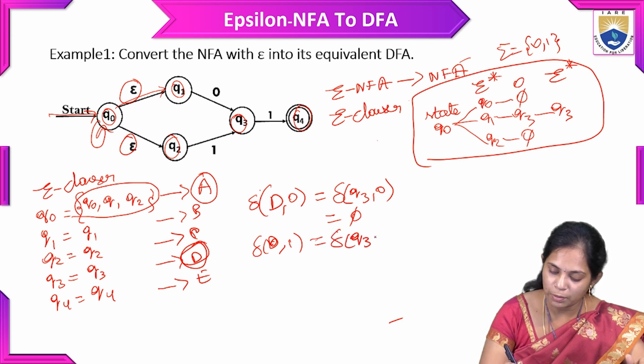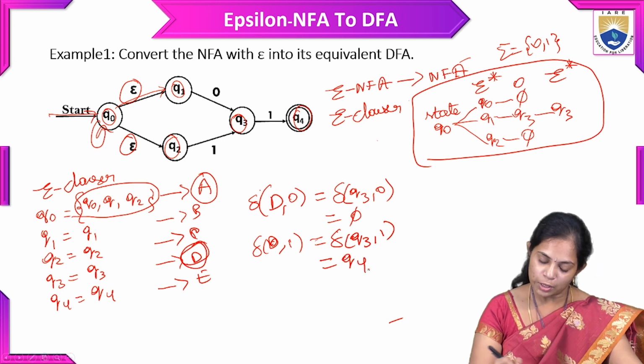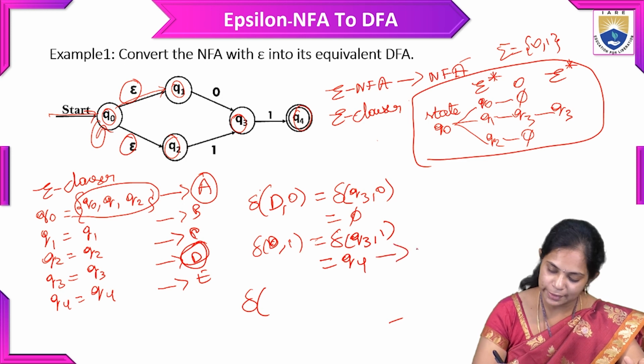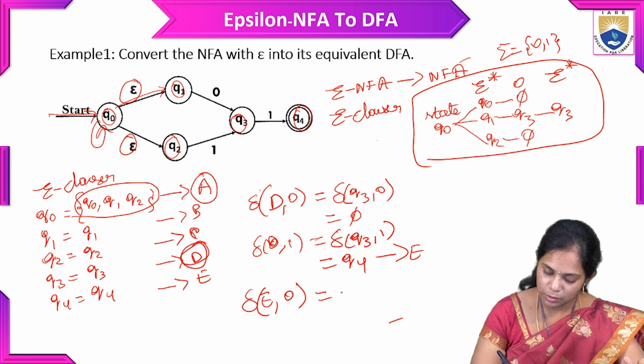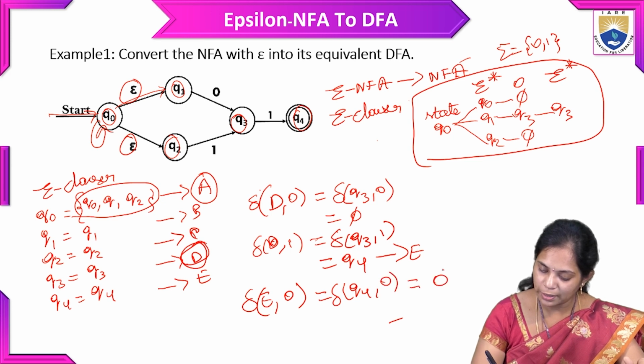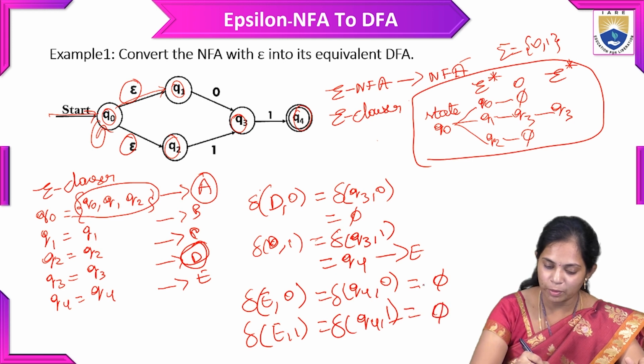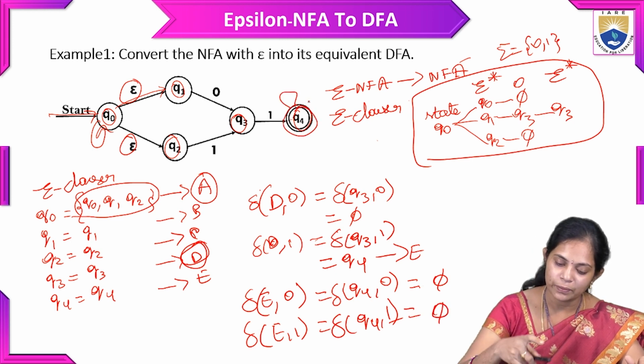Transition of Q3 comma 1. So Q3 comma 1, it is reaching Q4. So Q4, transition of Q4 is E here. So for E, 0 comma 1. So for E, Q4 transition of Q4 comma 0, so it is nothing, phi, and transition of E comma 1, transition of Q4 comma 1, it is phi. From Q4, there is nothing.